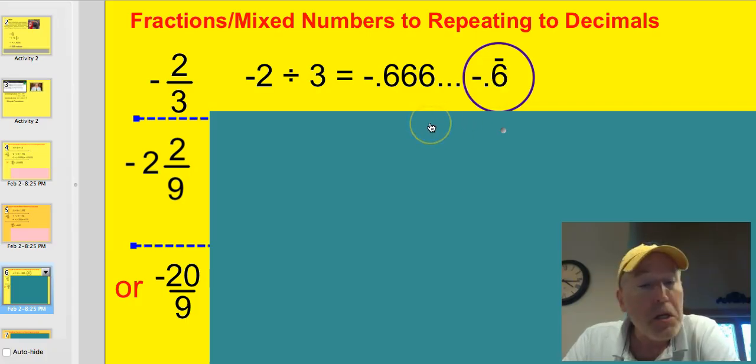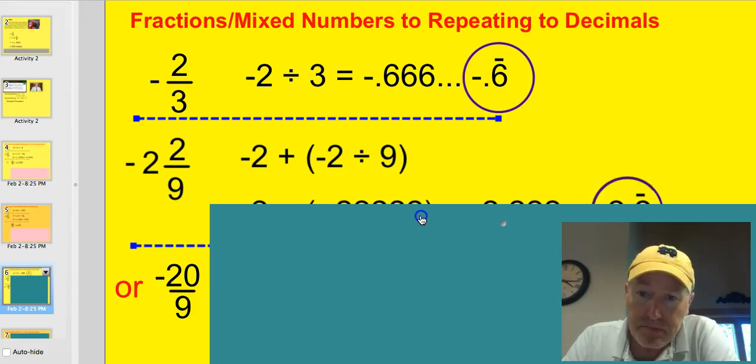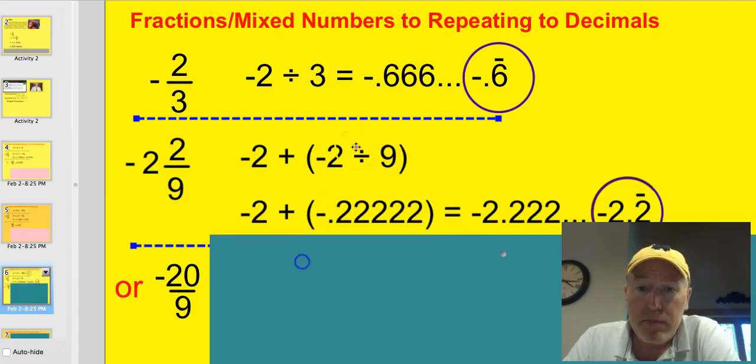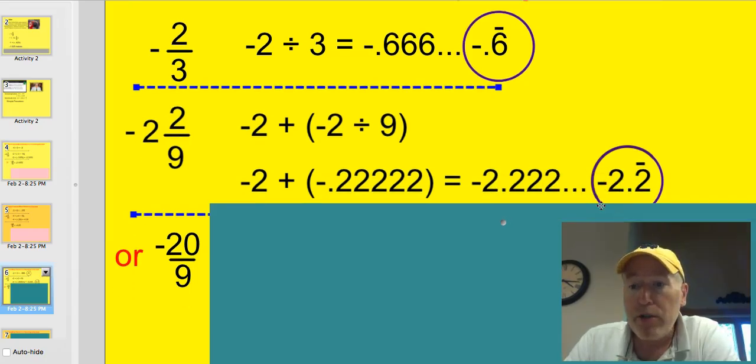All right? Similarly, with negative 2 and 2/9, you can take that negative 2 and then add the negative 2 divided by 9, because it's really two parts and both are negative. Negative 2 divided by 9 is negative 0.2222. So you have negative 2 plus negative 2/9, and you've got negative 2.222. With bar notation, you could write that as negative 2.2 repeating.